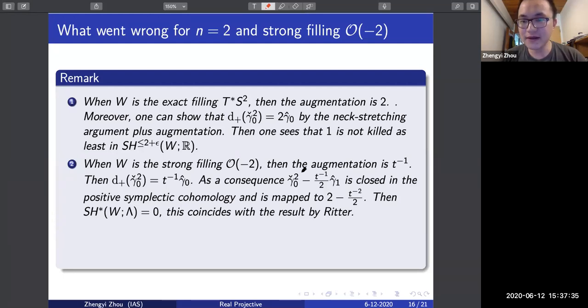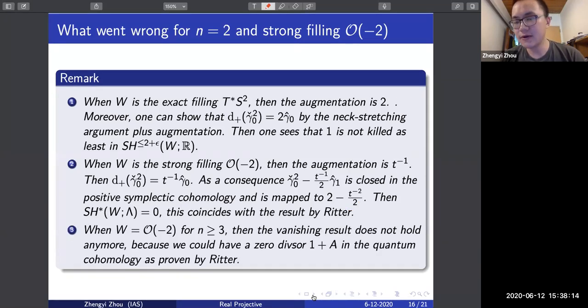So as a consequence, you find a closed class in the positive symplectic cochain. And it will map to a class which is 2 minus t to the minus 2 divided by 2, which is actually now a unit in the quantum cohomology. So this is inside the quantum cohomology, but now it's a unit. So again, I map something to the unit, it will kill the whole group, so the symplectic cohomology will vanish. And this coincides with the result by Ritter. So he basically computed all these line bundles' cohomology.